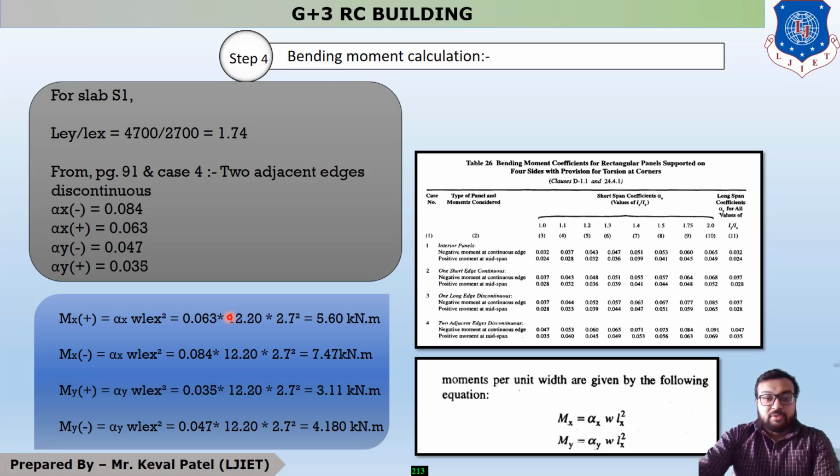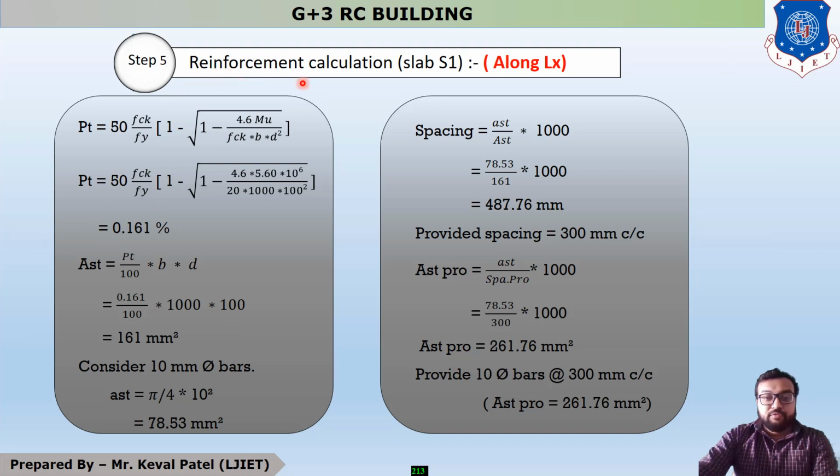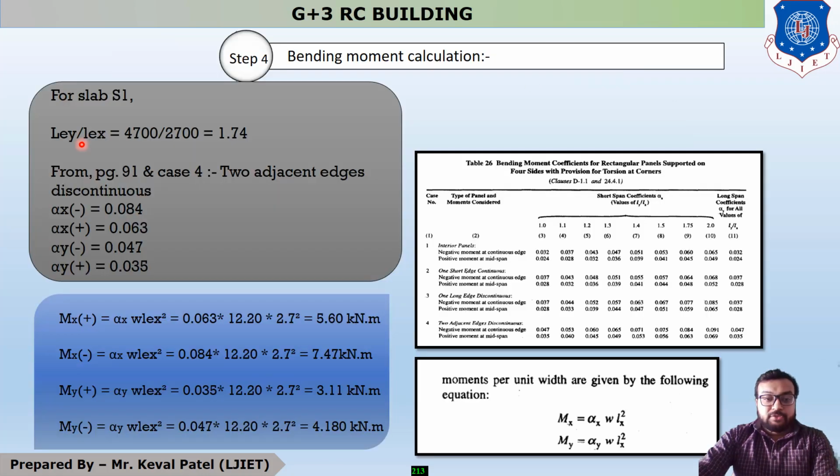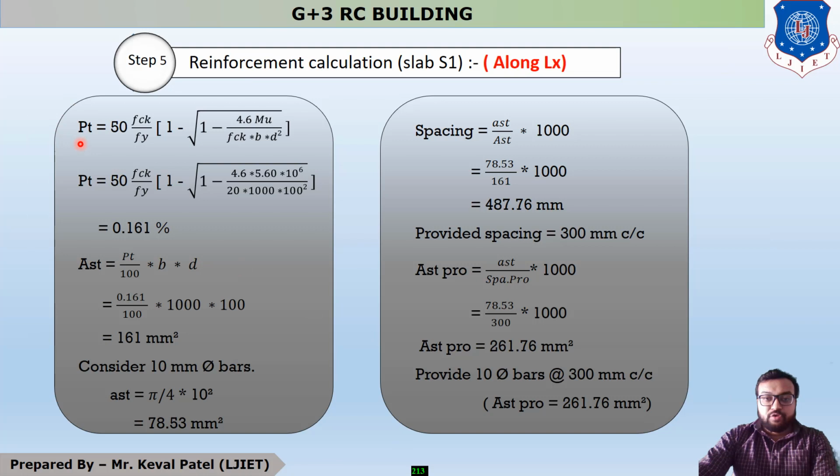So now our step number 5 is reinforcement calculation for slab S1. First of all, we have to find out along Lx. Lx means shorter span. So students, you can see that for Mx positive, it is 5.60 kilonewton meter. So our equation of PT is 50 fck by fy in the bracket 1 minus under root 1 minus 4.6 Mu upon fck b d square.